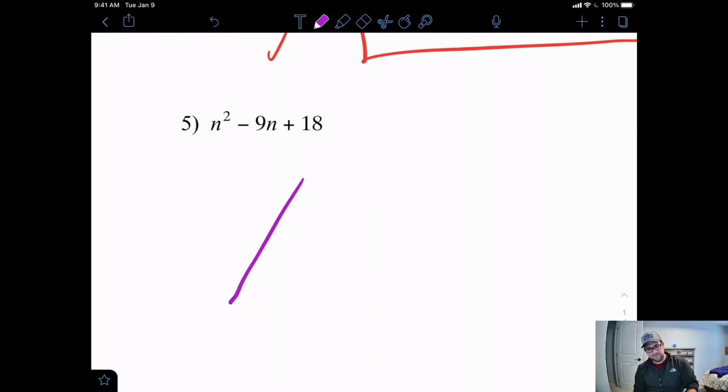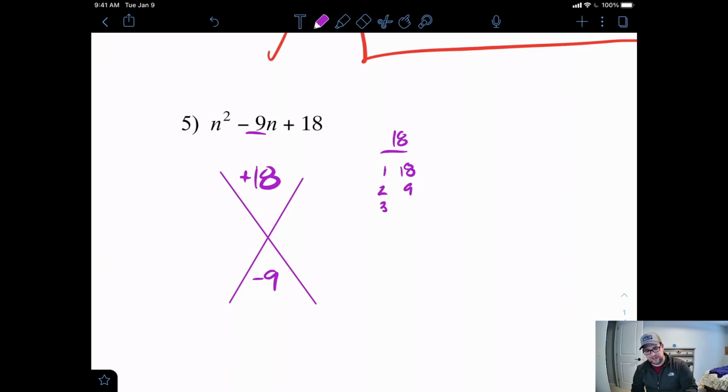Problem number 5. Ooh, this one is new today. We have a positive 18 up top. We haven't seen one of these yet today. And we're going to have negative 9 on the bottom. We're looking for two numbers that multiply to be a positive 18. Well, let's think about this. So 18 would be 1 and 18, 2 and 9, 3 and 6. 4 doesn't go in, 5 doesn't go in, 6 goes in 3 times. And that's when my list flip-flops.